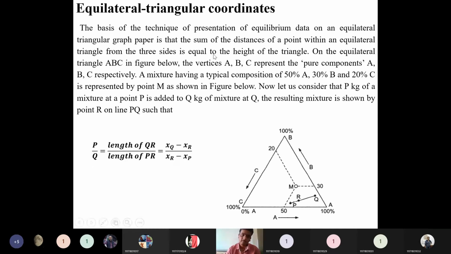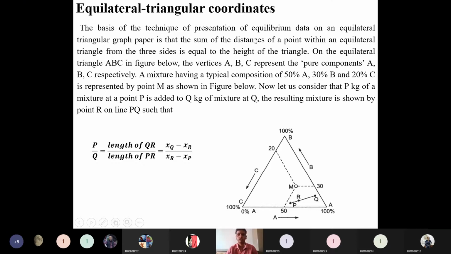Now we will see equilateral triangle coordinates. Why do we have to use this one? We discussed this in the morning. Since there are three components in the overall system, it is very easy to locate. If you know two constituent compositions, then the third composition we can automatically estimate, just by using the triangular graph.